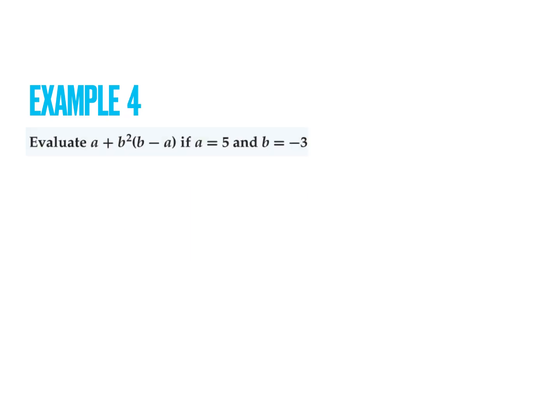For example 4, they wanted to evaluate a plus b squared, parentheses b minus a, if a is equal to 5 and b is equal to negative 3. So when I go ahead and plug that in, I get 5 plus negative 3 squared, negative 3 minus 5. Now here it's very important to follow the order of operations. If you don't, you will get messed up in what you need to do. So I'm going to write out PEMDAS up here.